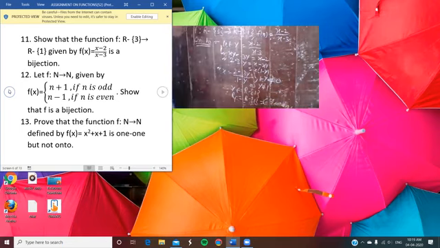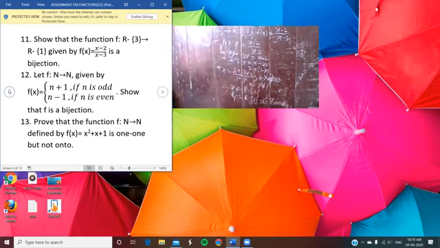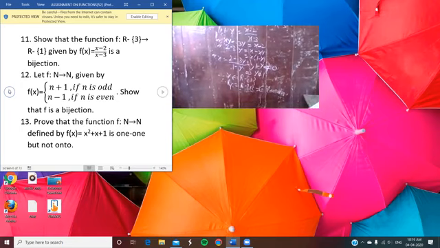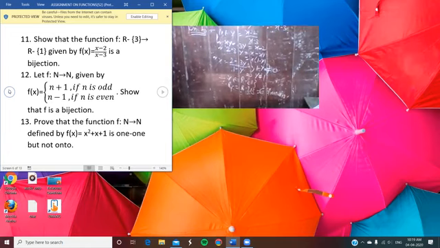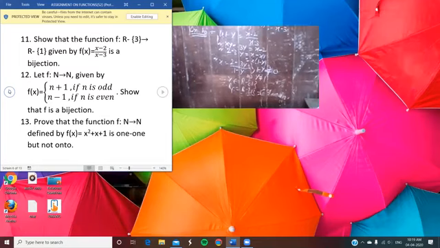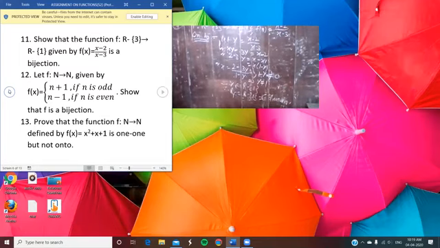So here the range of f and the codomain are equal, so you can say that f is an onto function. As the function is one-one and onto both, you can say that it is a bijective function. In this way, your question number 11 is completed.